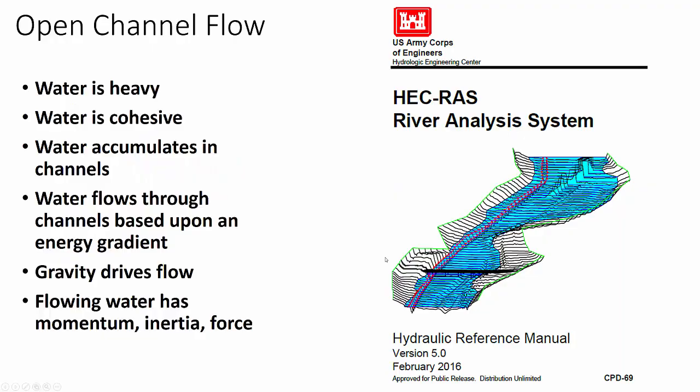Now let's talk about some other characteristics, and we're going to switch to the hydraulics reference manual for HEC-RAS. HEC is the Hydraulic Engineering Center of the U.S. Army Corps of Engineers. RAS is the River Analysis System. So when we talk about HEC-RAS, we're talking about their model. Remember, water is heavy, it's cohesive, it accumulates in channels, it flows through channels based upon an energy gradient. Gravity drives the flow, or mass, inertia. It has momentum, inertia, force.